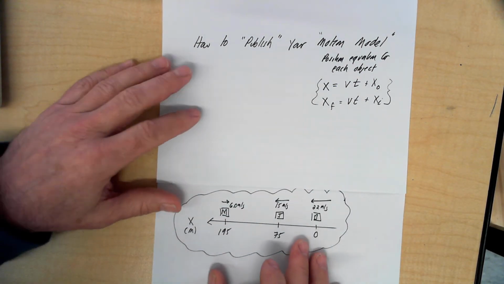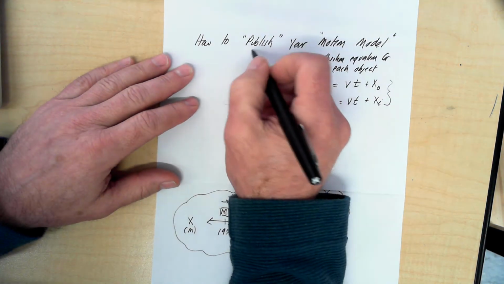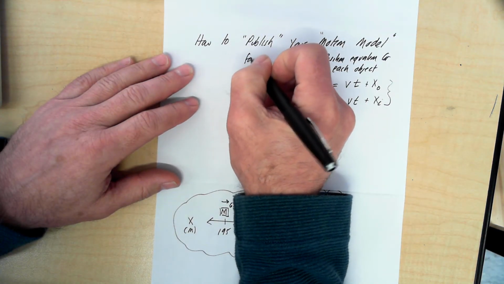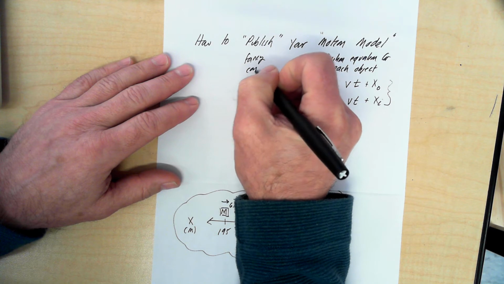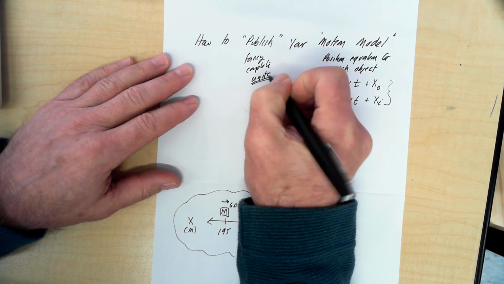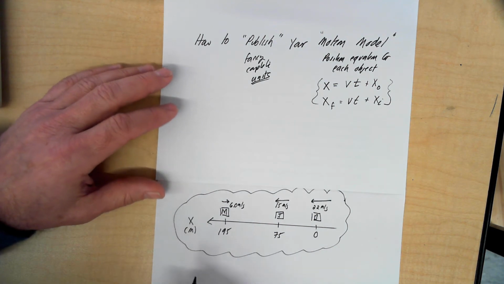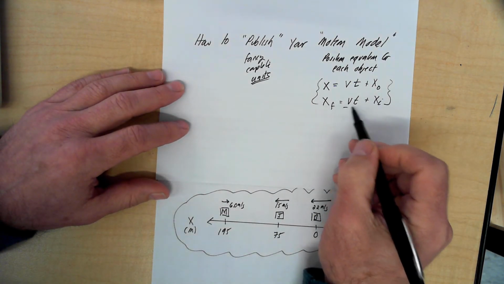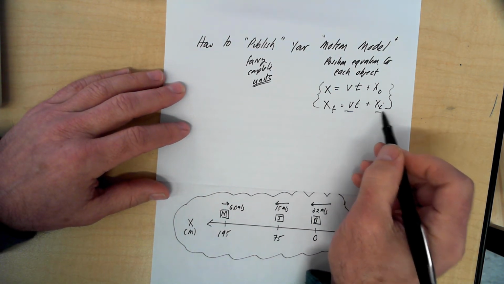Okay, so now let's go ahead and do it. Oh, and what do I mean by publish? I mean make it fancy, make it complete. Okay, what am I really saying? You need units. You need units for every constant. This is going to be a constant. This is going to be a constant.